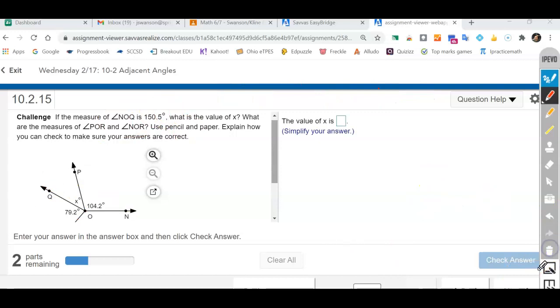There we go. We're looking at just adjacent angles today. Quiz Friday.